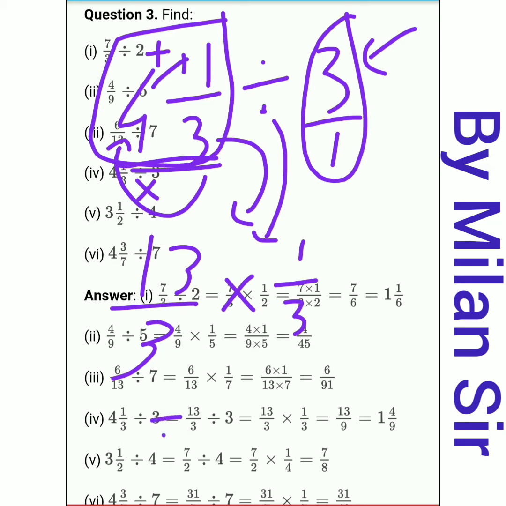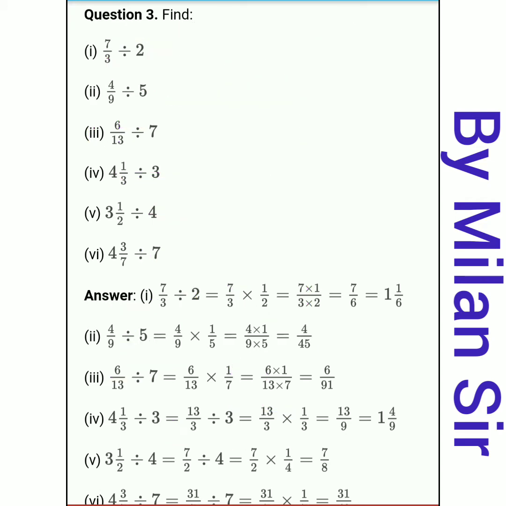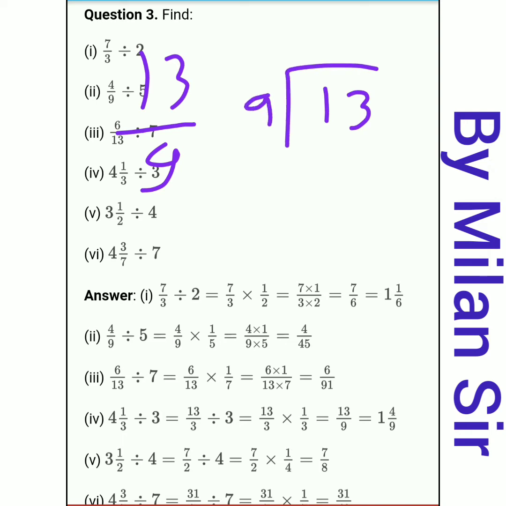Now in the numerator 13 ones are 13 and in the denominator 3 threes are 9. 13 divided by 9. Now 13 by 9 is an improper fraction, right? Because the numerator is greater than the denominator. So here 13 divided by 9. So 9 ones are 9, right?